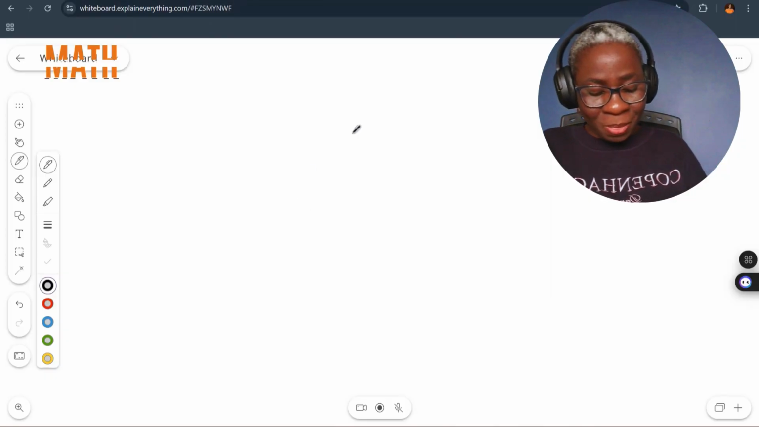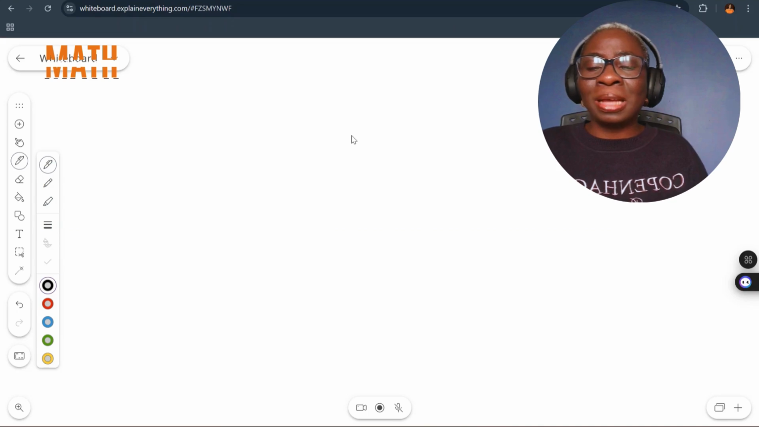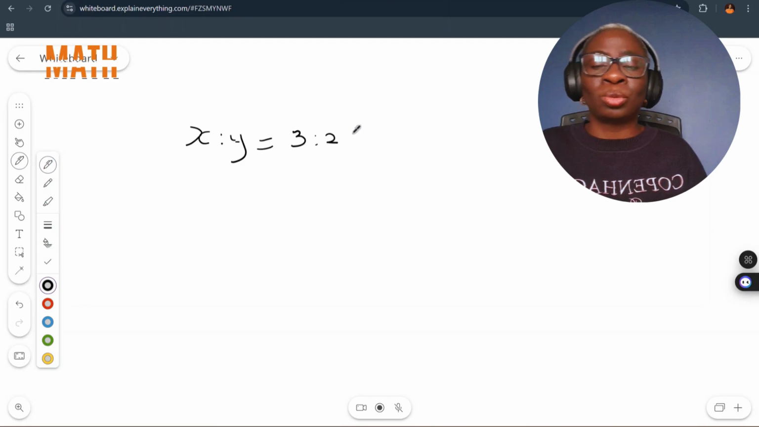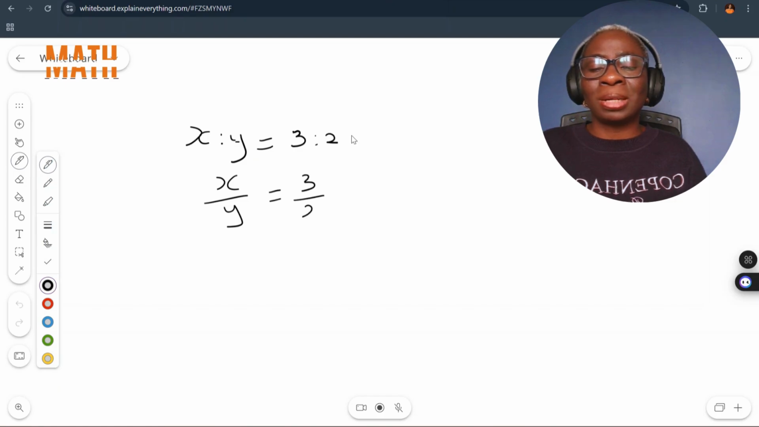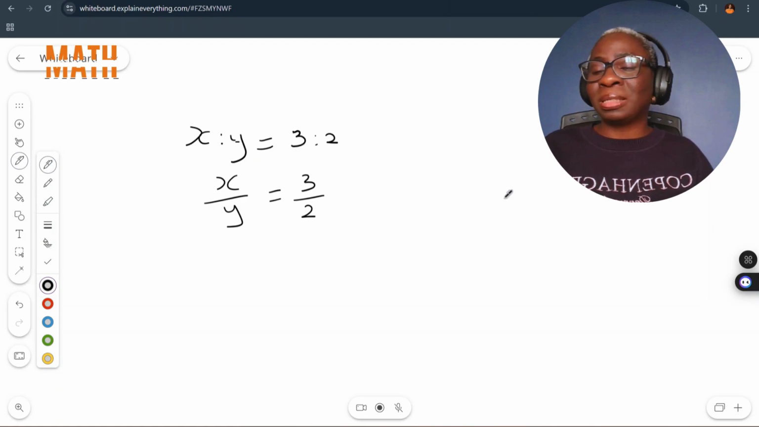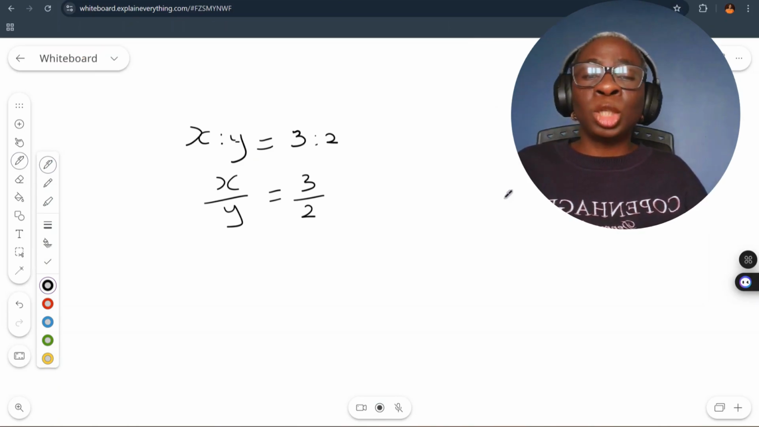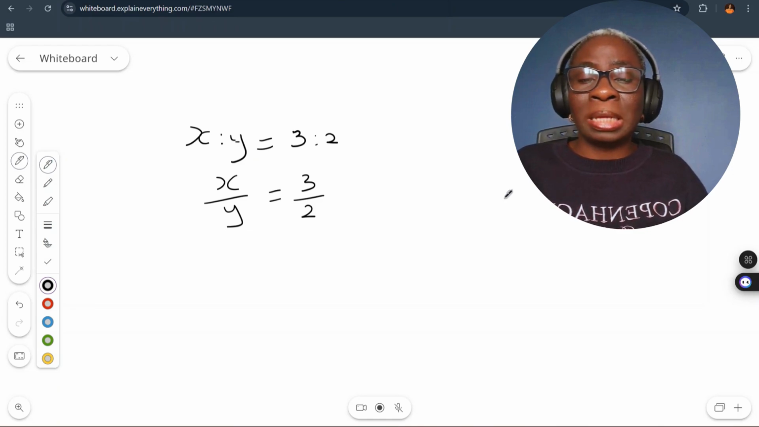We have the ratio x to y to be equal to 3 ratio 2, or we can say x over y equals 3 over 2. So we can express it in ratio form or in fraction form. Now the sum of x and y, that is x plus y, is 30.